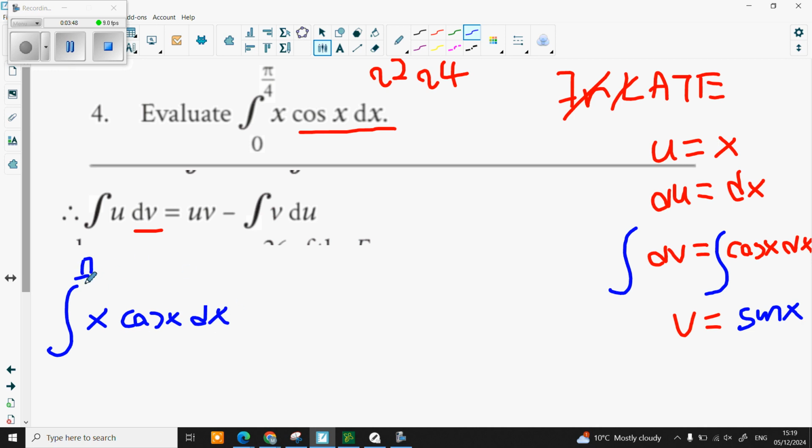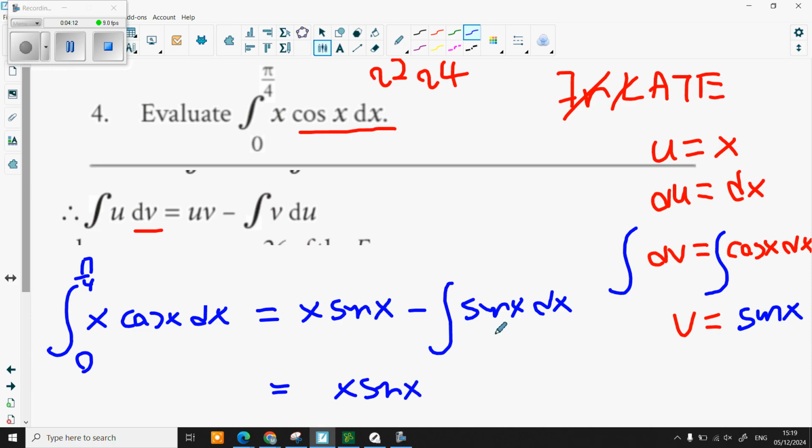I can put the letters in if we want to, right? So what we're going to say about this uv. What's uv, guys? x sine x, and then minus v du. So what's v du, guys? Sine x dx, yeah. Then we're going to get x sine x. I'm going to integrate sine x, minus cos, is it? It is, which makes a plus.